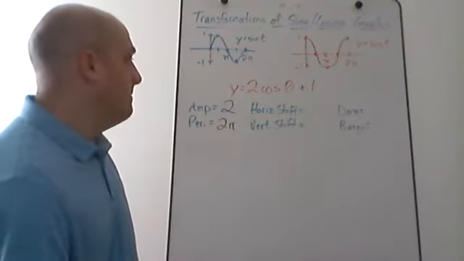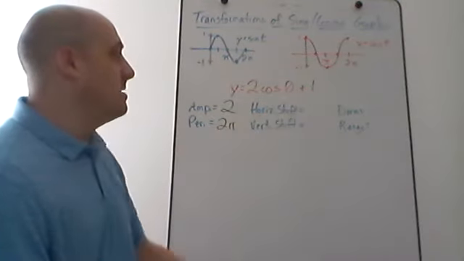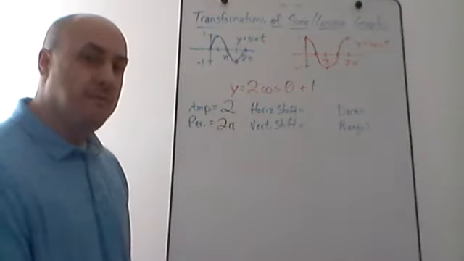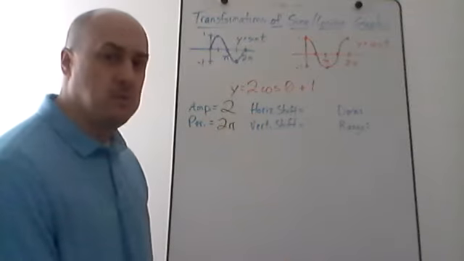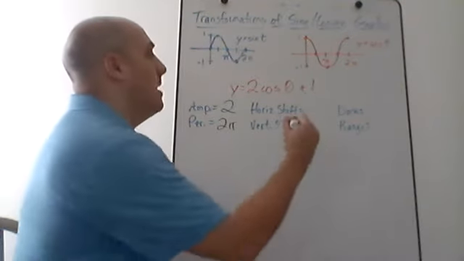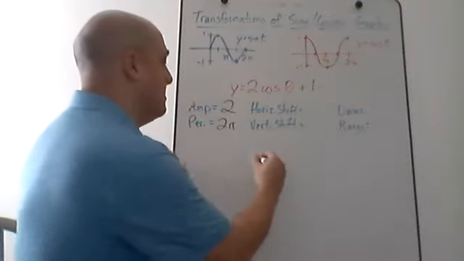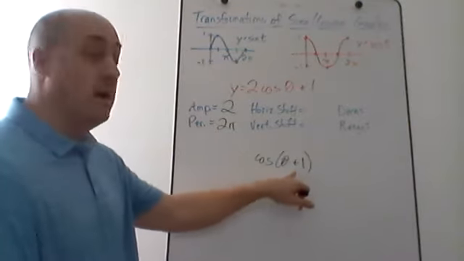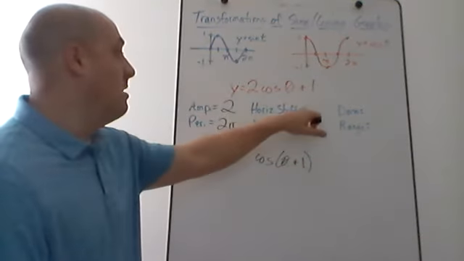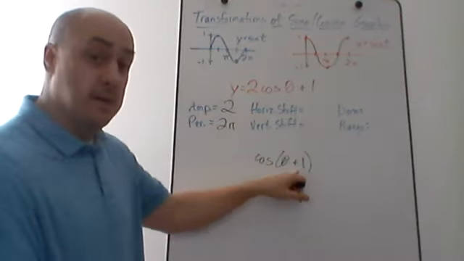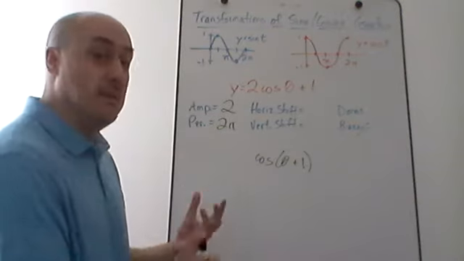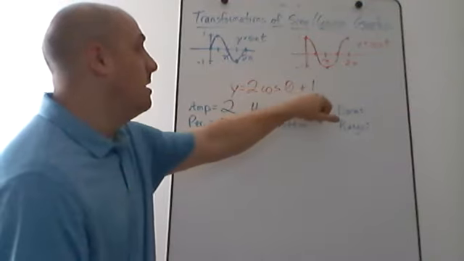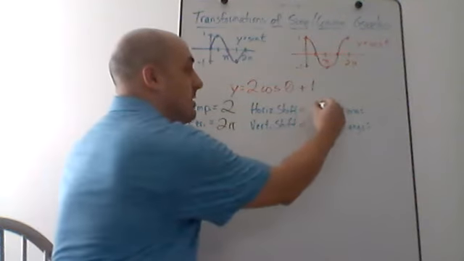Horizontal shift is when I have a number inside the parent function being added or subtracted to my variable, which I don't have here. It might be confusing to say, well, there's a theta plus 1, so there is something being added. But in order for that to be considered inside the parent function, it would have to be like this: cosine, parentheses, theta plus 1. This theta plus 1 is going to give me a horizontal shift of -1 because it's inside that parent function, inside the parentheses with the theta. What we have here though is cosine of theta, plus 1. So the horizontal shift is going to be 0.